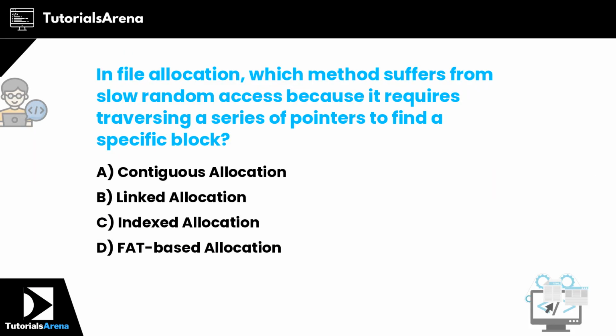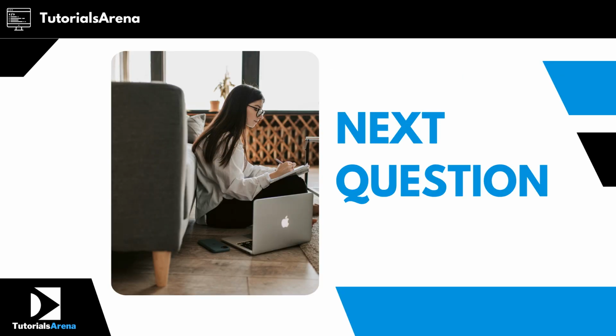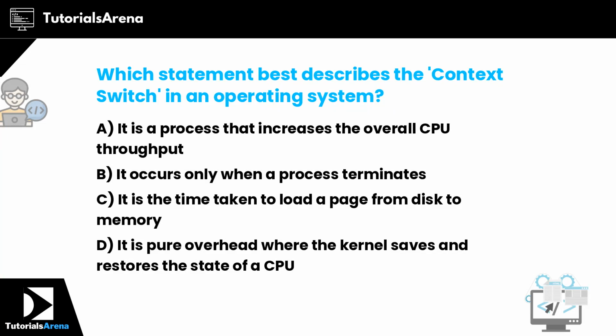In file allocation, which method suffers from slow random access because it requires traversing a series of pointers to find a specific block? The correct answer is option B, linked allocation. Which statement best describes the context switch in an operating system? The correct answer is option D. It is pure overhead where the kernel saves and restores the state of a CPU.